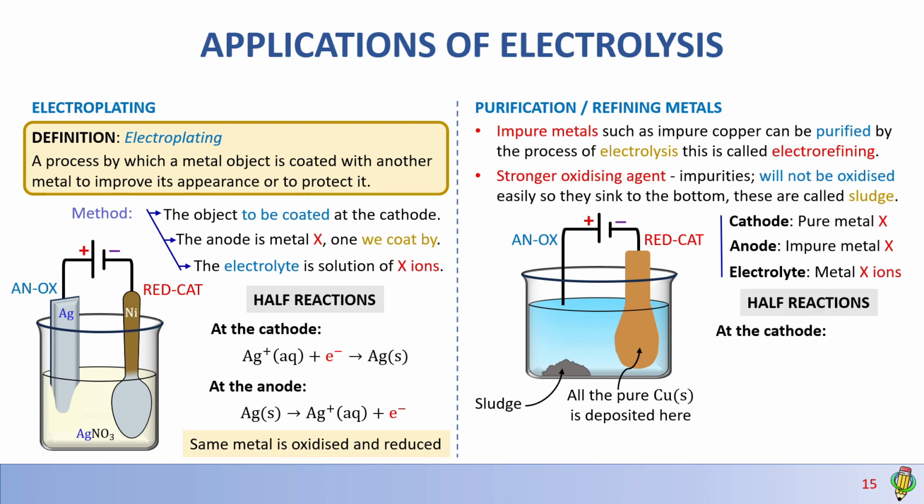We see at the cathode there's the reduction of copper. So Cu2+ ions are gaining 2 electrons to become copper solid. That's why we see a gain in mass on the cathode side. At the anode, we see the copper that has impurities becoming Cu2+ and losing 2 electrons.